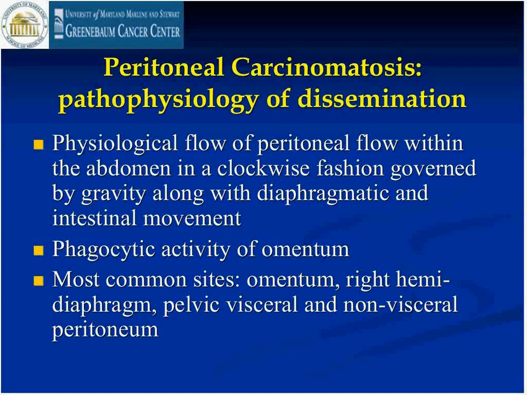And therefore, the most common sites where we would see implantation in the abdomen tend to be the omentum, under the right hemidiaphragm, that's where the liver is, also in the pelvis, and the non-visceral peritoneum, that's the lining of the abdominal wall of the peritoneal cavity.